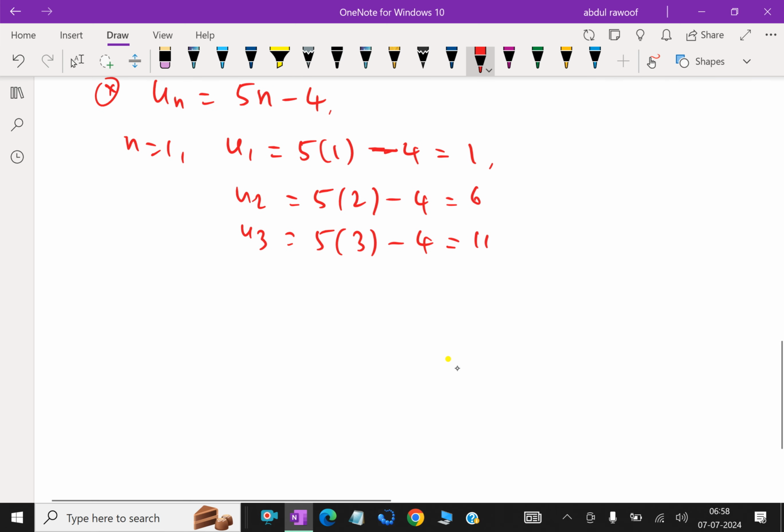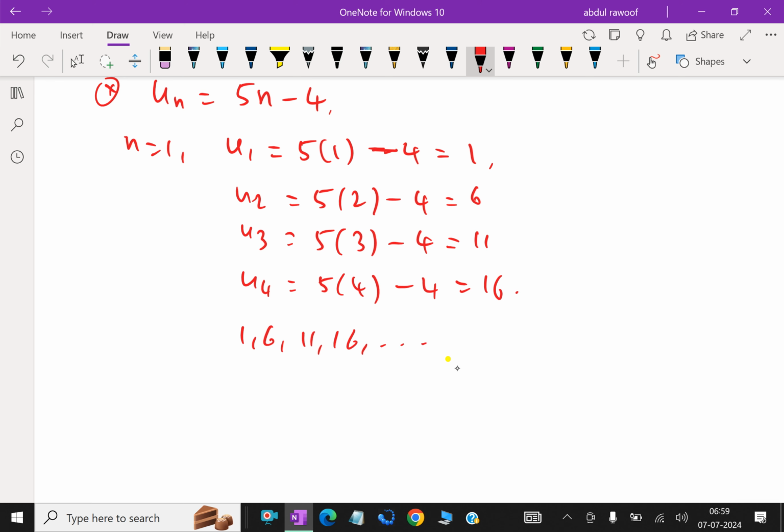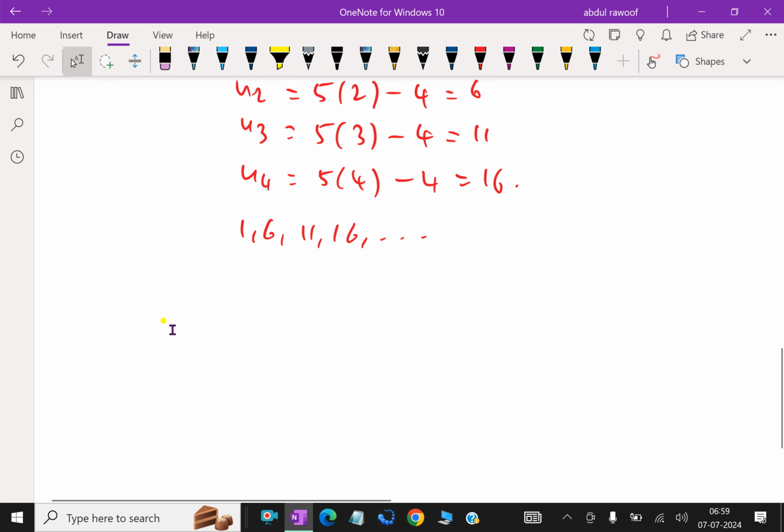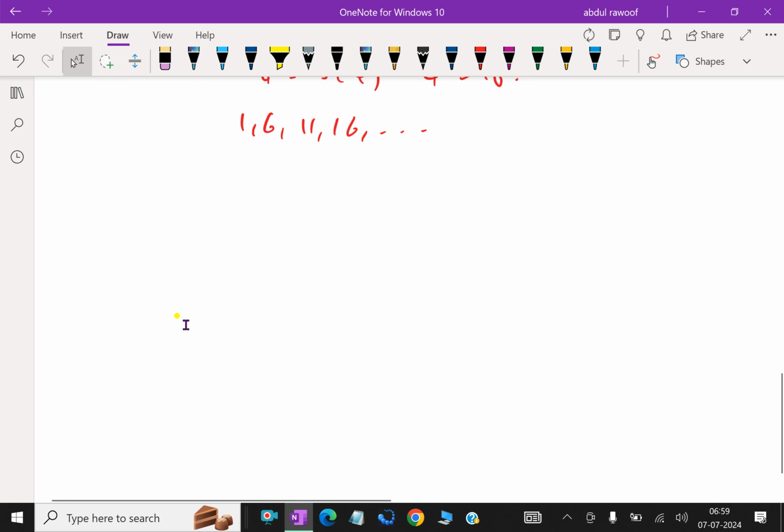So we can write our pattern. One more, you can write U4 is 5 into 4 minus 4, 20 minus 4 is 16. Therefore, the pattern is 1, 6, 11, 16.